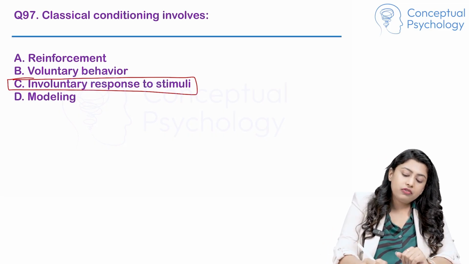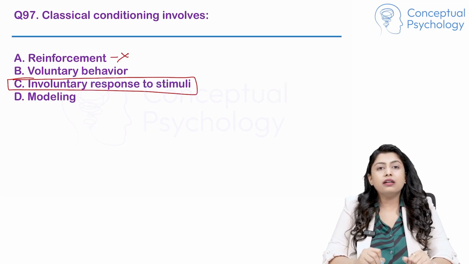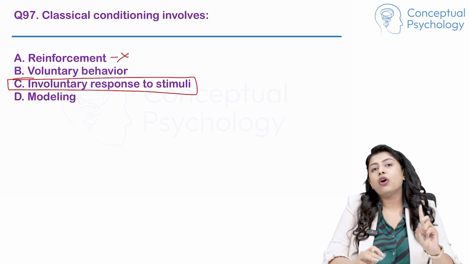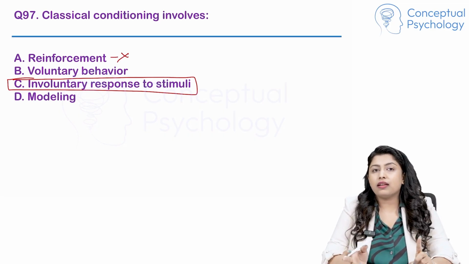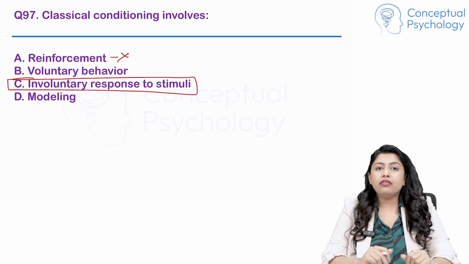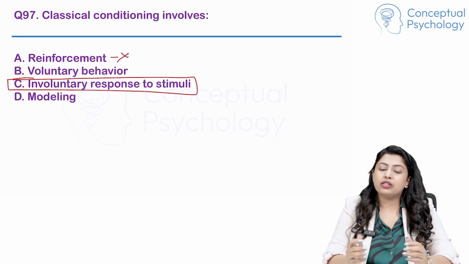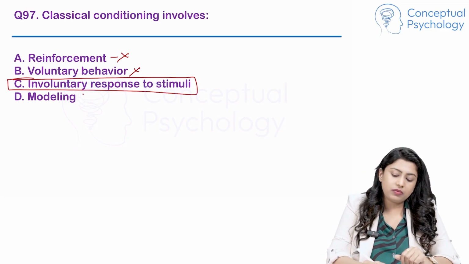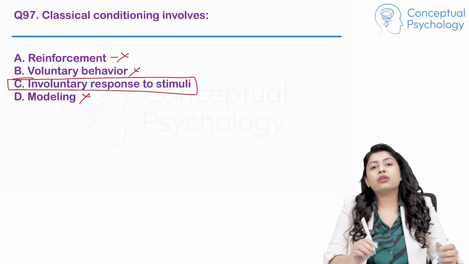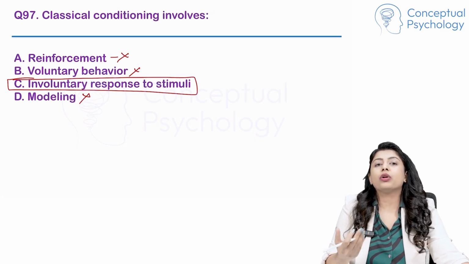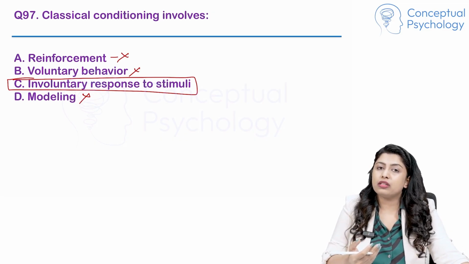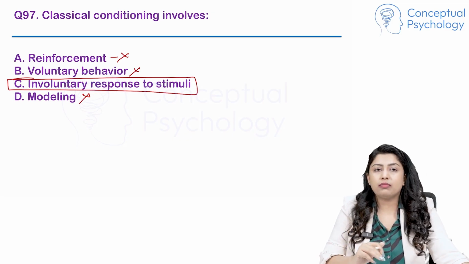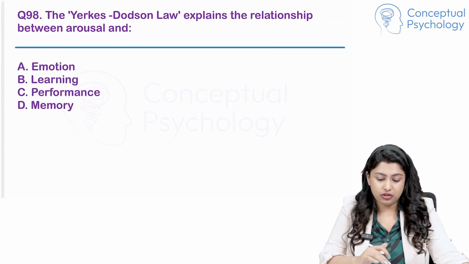Now, why is reinforcement an incorrect answer? Because this is a characteristic of operant conditioning, not classical. Voluntary behavior, operant conditioning deals with voluntary behaviors. Modeling, it is observational learning. So, classical conditioning creates automatic involuntary responses to previously neutral stimuli through repeated associations.